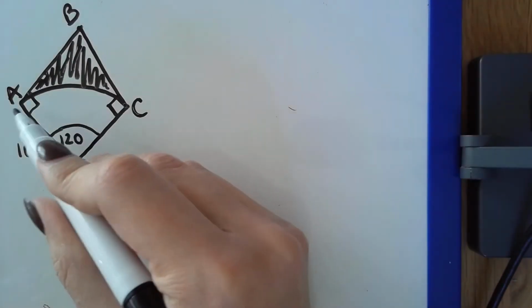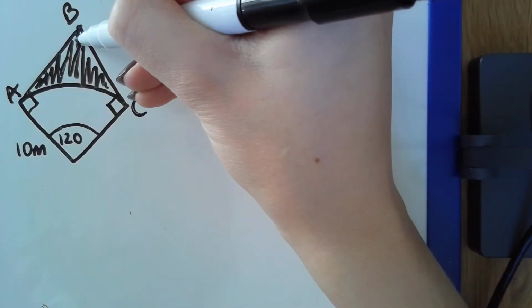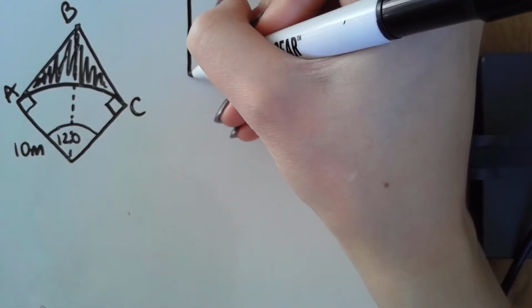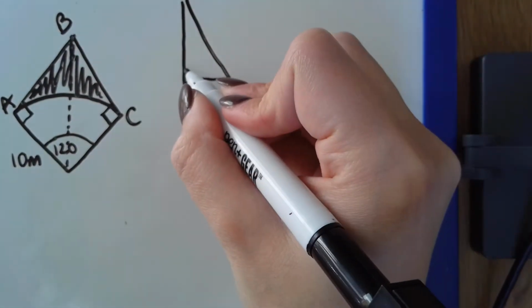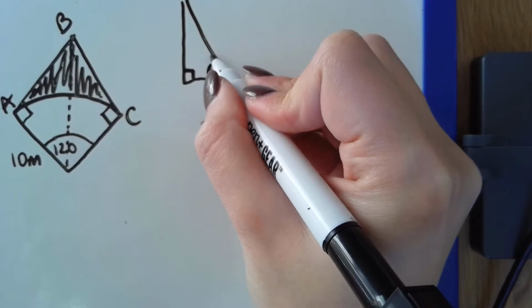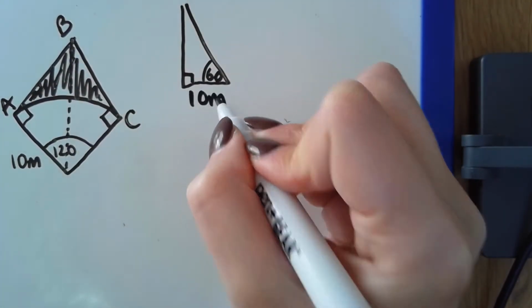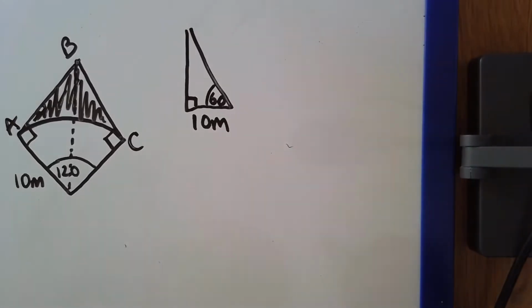Because they make right angles here, I know that I can split that down the middle, and I've effectively made two right angled triangles with 60 degrees, because I've halved that angle, and I know this is 10 meters. So I've got a right angled triangle and an angle, so I'm going to use trig.